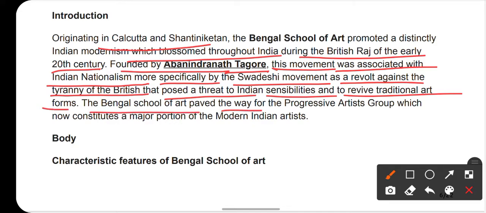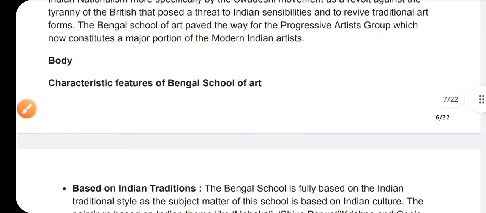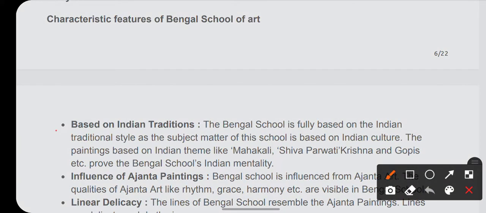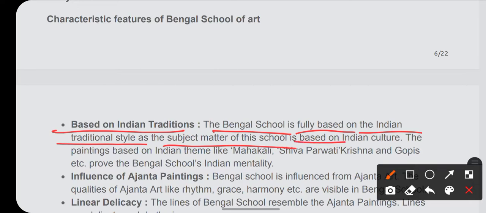The Bengal School of Art paved the way for the progressive artists group which now constitutes a major portion of the modern Indian artists. Body. Characteristic features of Bengal School of Art. Based on Indian traditions, the Bengal school is fully based on the Indian traditional style as the subject matter of this school is based on Indian culture. The paintings based on Indian themes like Mahakali, Shiva Parvati, Krishna and Gopis etc. prove the Bengal school's Indian mentality.